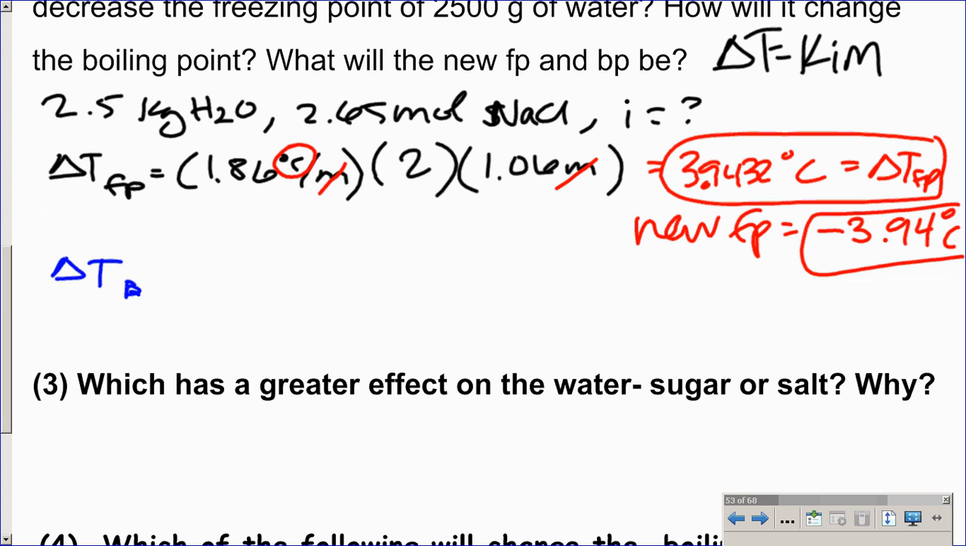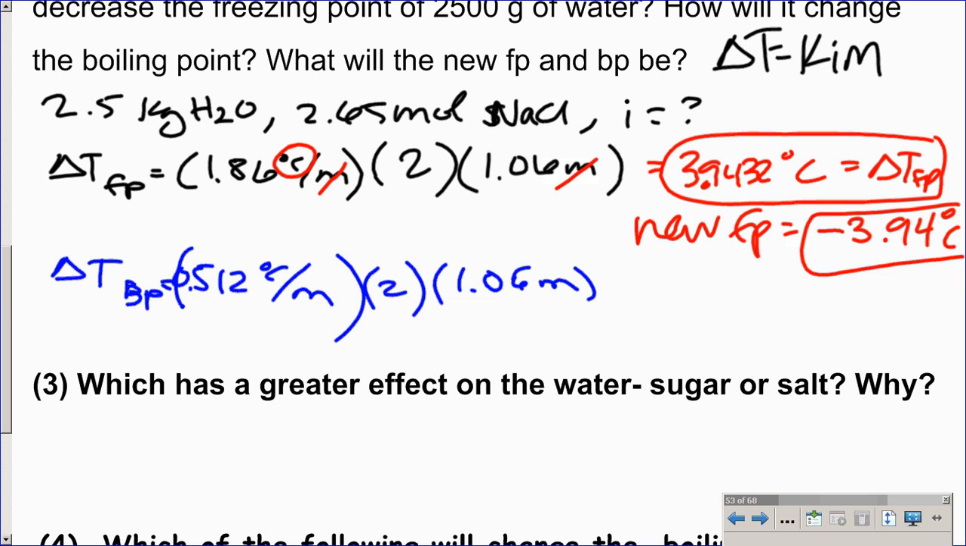So boiling point, 0.512 degrees C per molal times 2 times 1.06. So you should be seeing that if I don't change the moles of solute or kilograms of solvent, the molality is the same. The constant will change based on what you're talking about. And the i factor is going to change based on the type of substance, right? Or how many particles it makes. So what's this delta T?